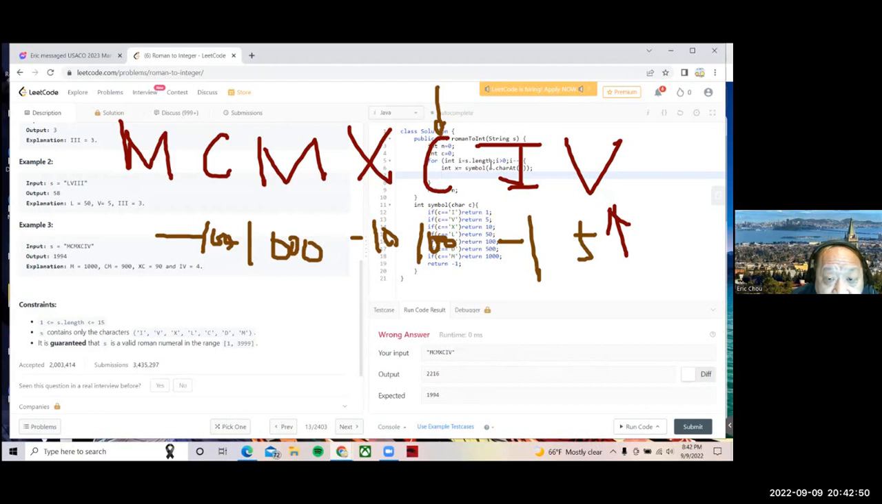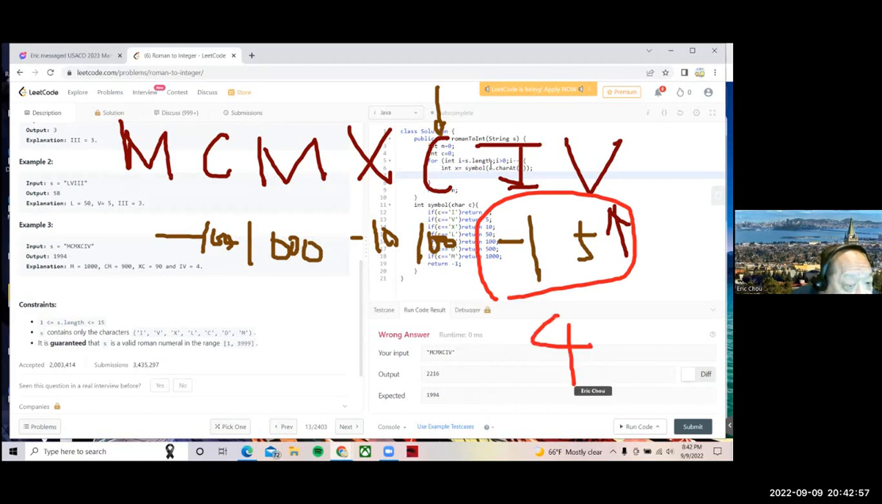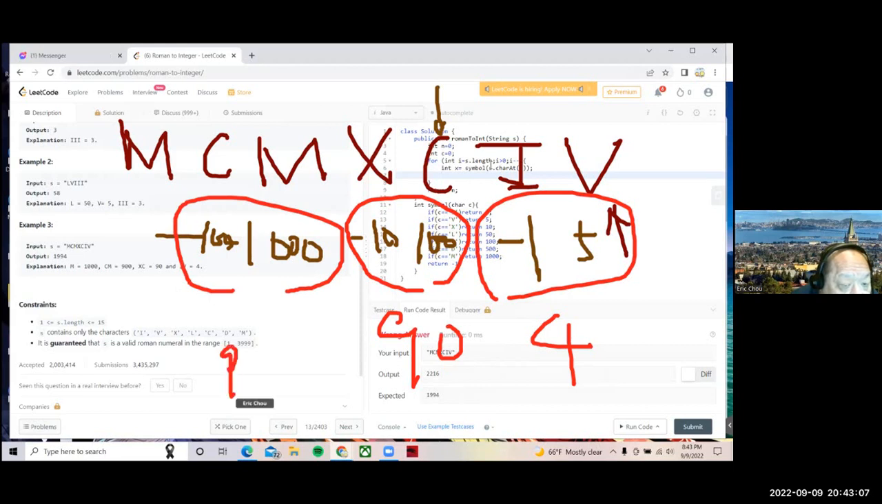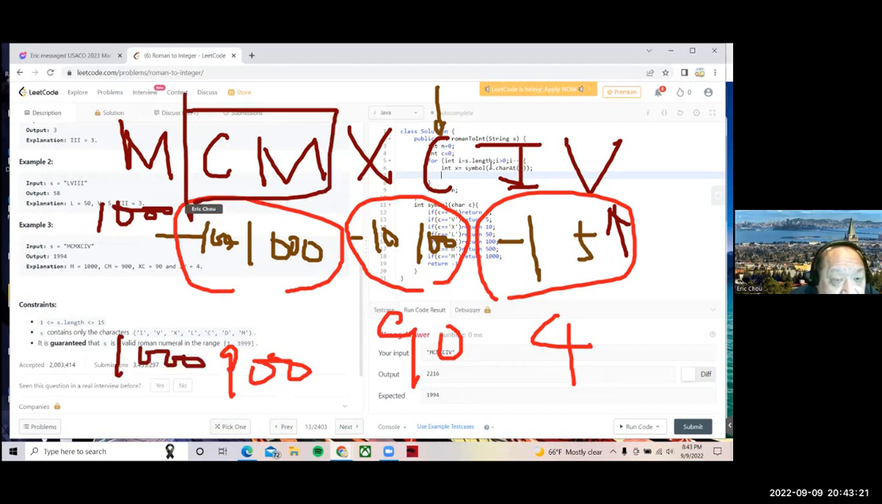Basically, this portion we get as 4, this part as 90, and this one as 900. So here you have 1,000. So you end up interpreting it in this way.